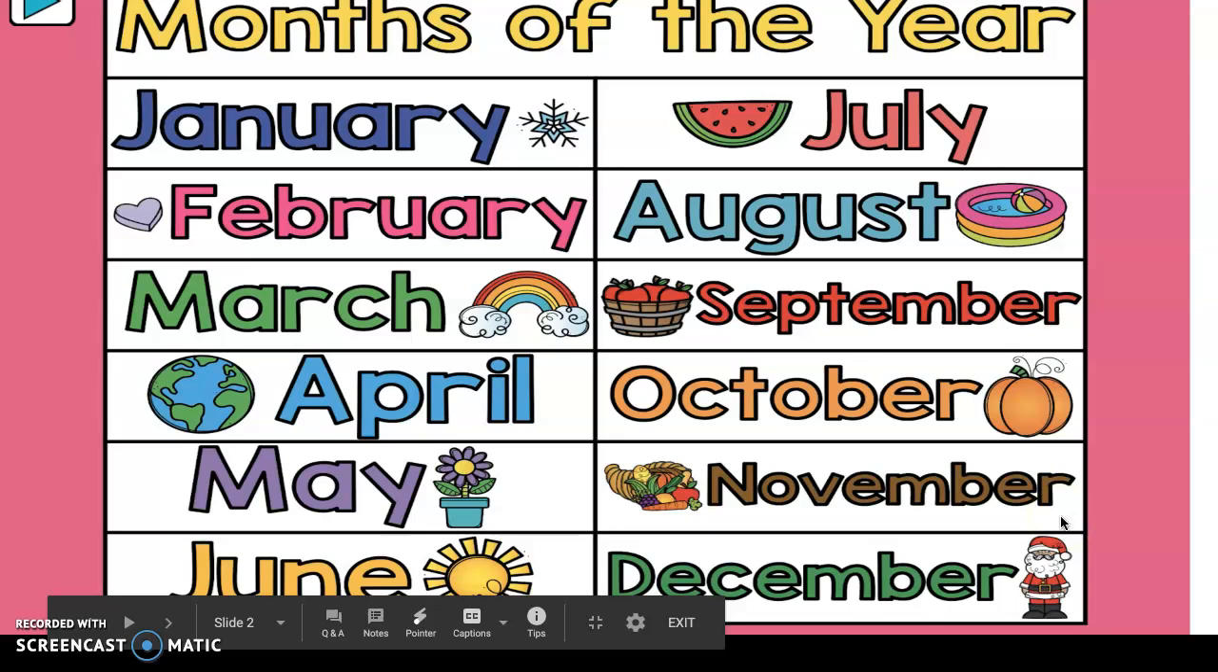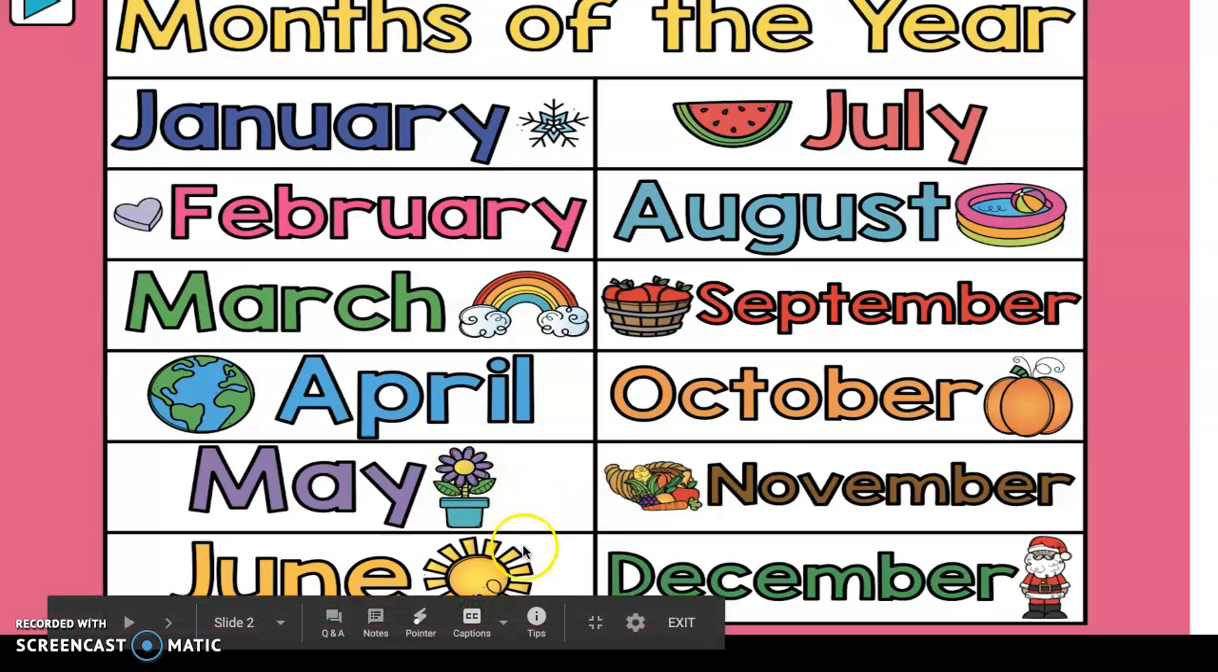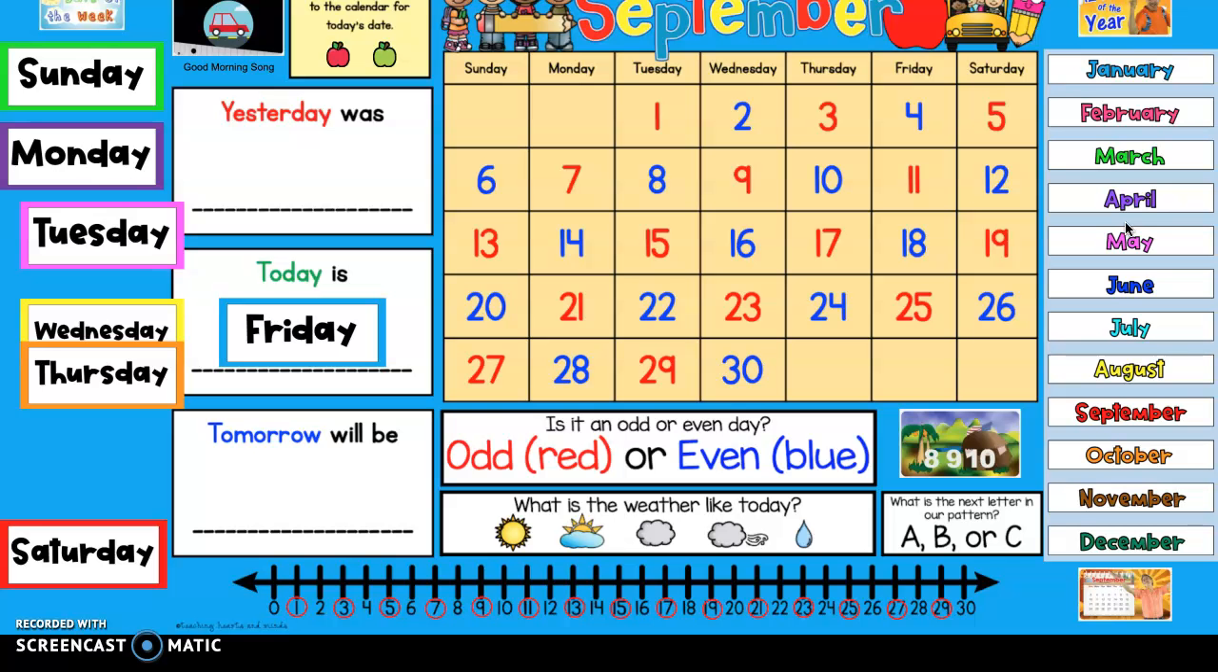These are the months of the year. Good job. Awesome. How many months are there in the year? Let's count. 1, 2, 3, 4, 5, 6, 7, 8, 9, 10, 11, 12. How many months? 12. We counted 12. Very good. Let's look at our daily calendar.